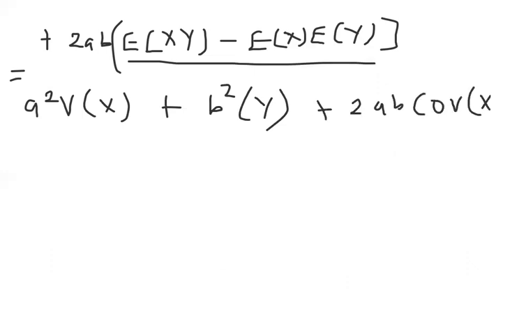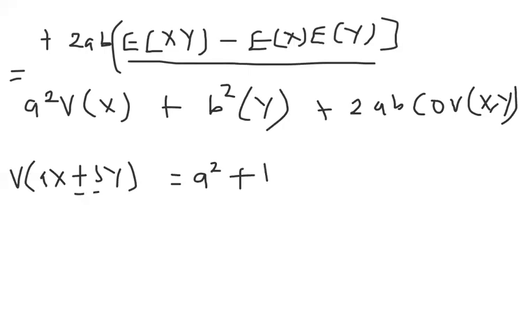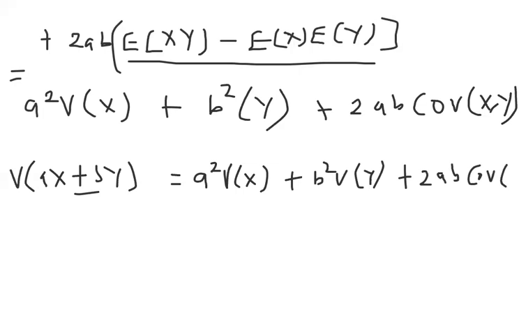So that means you have proved that the variance of aX plus bY is equal to a squared variance of X plus b squared variance of Y plus 2ab covariance of X and Y, right? So that we have proved here. Thank you.